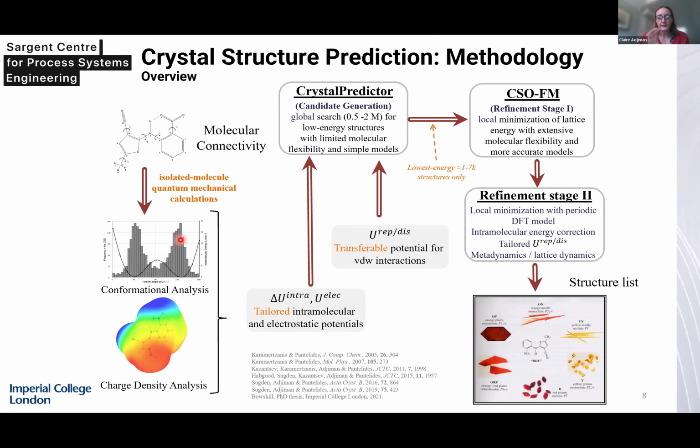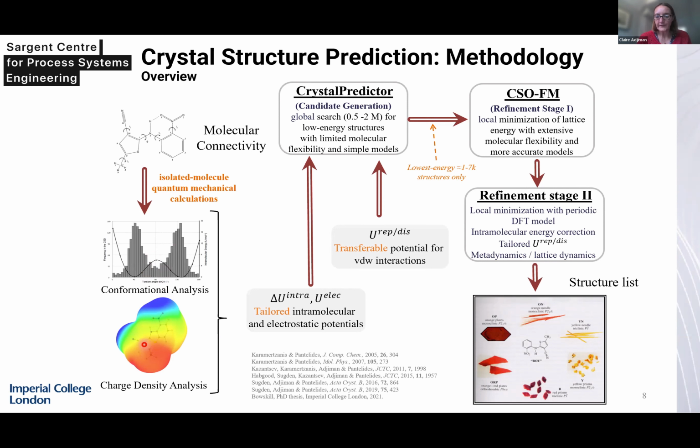We are going to do some quantum mechanical calculation on the isolated molecule. These are much, much cheaper than periodic crystal quantum mechanical calculations. And we're going to look at how the energy of a molecule, the intramolecular energy, varies with conformation. And we're going to obtain that energy, but also how the charge density and electrostatic potential varies around that molecule in isolation.